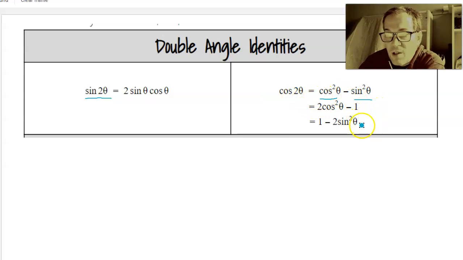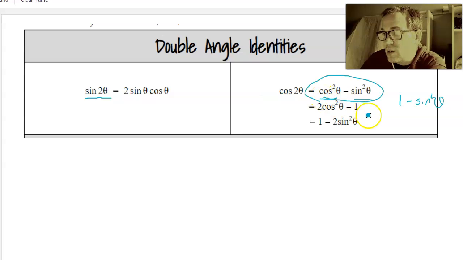But of course we have all these other ways to rewrite both cosine squared and sine squared. So, for example, if I replace cosine squared with 1 minus sine squared, I can turn this expression into this one. So that's another way to say cosine of 2 theta. And then if I replace sine squared with 1 minus cosine squared, I can write this like this. So cosine 2 theta has multiple ways to represent it.